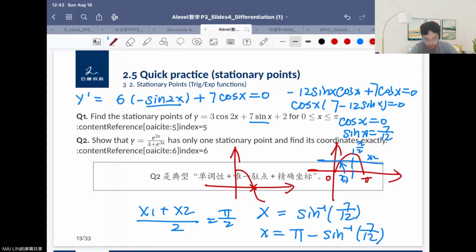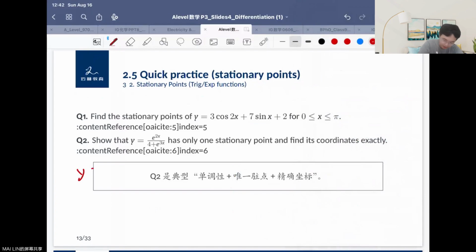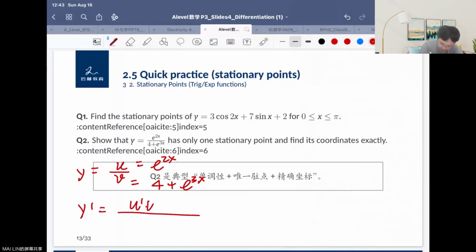For question two, you are asked to show that y equals e to the power of 2x over 4 plus e to the power of 3x has only one stationary point, and to find its coordinates exactly. We can use the quotient rule: set y equals u over v, where u and v are both functions. Let u equal e to the power of 2x and v equal 4 plus e to the power of 3x, an exponential function here. The derivative of y is u' times v minus u times v' over v squared.